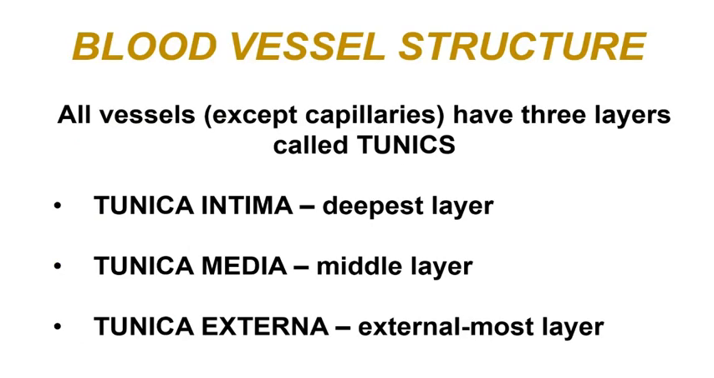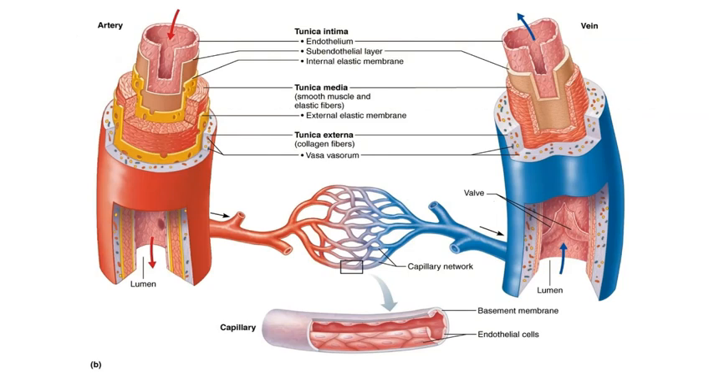Let's take a look at the basic structure of blood vessels. All vessels, except for the capillaries, have three layers that are referred to as tunics. The layers of these tunics are as follows. We see the tunica intima, which is the deepest set of layers of the blood vessels, the tunica media, which is the middle layer, and the tunica externa, which is the externalmost set of tunics or layers. Generally, these tunics have multiple layers. One item to point out is the lumen of the blood vessels. The lumen is the blood-containing space found in the middle of the vessels. So this is where the blood would be located.